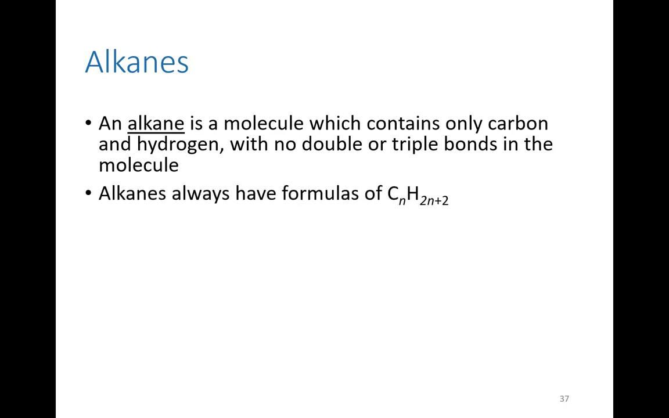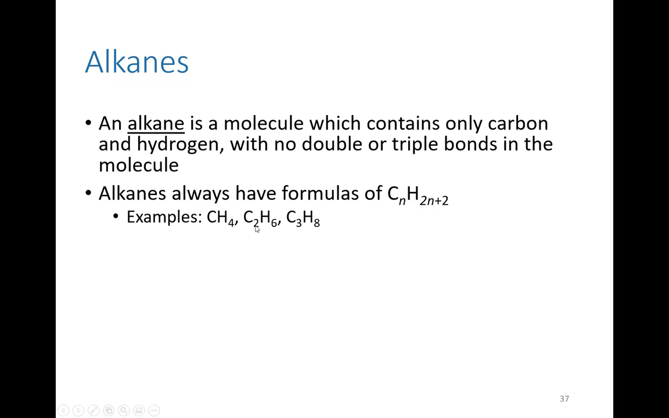The alkanes always have formulas of CnH2n+2. So to make this clear, what this simply means is whatever the number is after carbon, you double that number and add 2 to it to find the number of hydrogens. So the simplest alkane, CH4: after the carbon is a 1, we double that, so 1 times 2 is 2, add 2 to it, and you get 4. That's the formula.